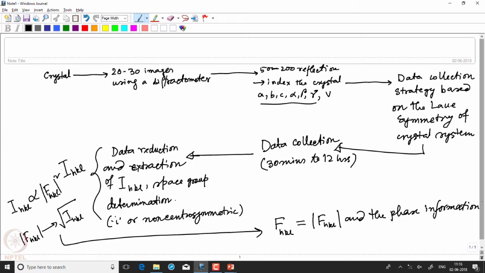So, the structure factor F HKL has two parts, the amplitude and the phase. The amplitude of the structure factor comes from the square root of intensity, but the information for phi, the phase, is missing. So, this problem that we now encounter is called the famous phase problem in X-ray crystallography.